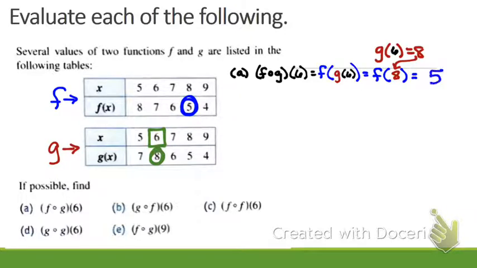That would be my final answer there. So we're taking this assembly line down. Let's do a couple more of these to practice with this. What do they want me to do for part B? G of f of 6. So now my assembly line is going the other way. So now g is the second station on the assembly line, and f is the first one.